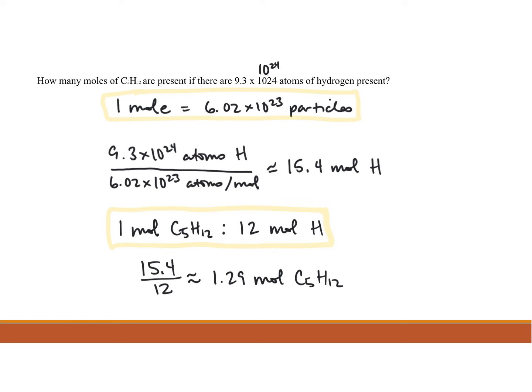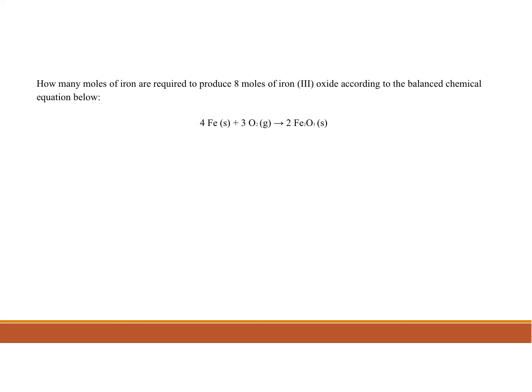Okay, so let's move on to the next problem, which is sample problem B. How many moles of iron are required to produce 8 moles of iron(III) oxide according to the balanced chemical equation below? What you want to do here with stoichiometry is focus on the mole to mole ratio. So let's look at the mole to mole ratio between iron(III) oxide and iron.